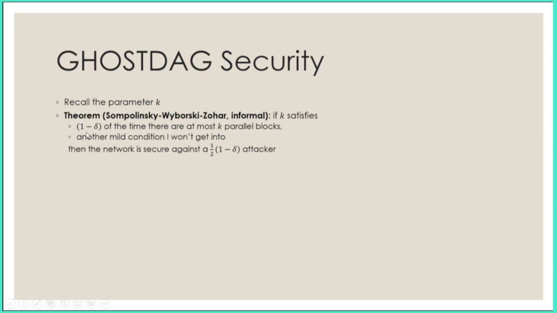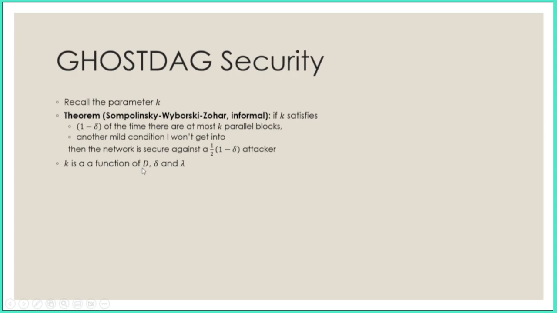The only thing that you need to know is that it doesn't increase K by a lot at all. It's kind of negligible. But if we have these two conditions hold, then the network is secure against a one half minus delta attacker. So if I choose delta to be 2%, for example, then I'm going to be secure against a 49% attacker.